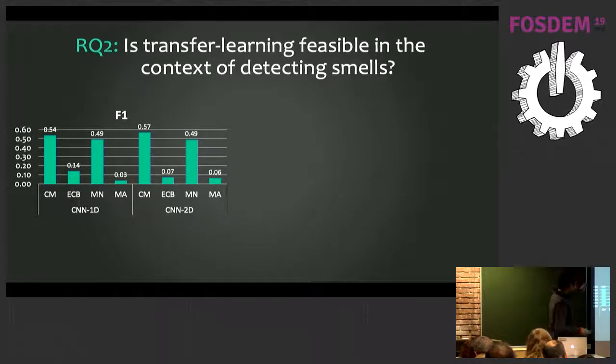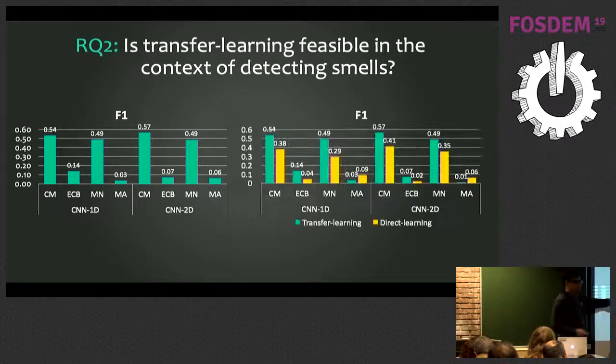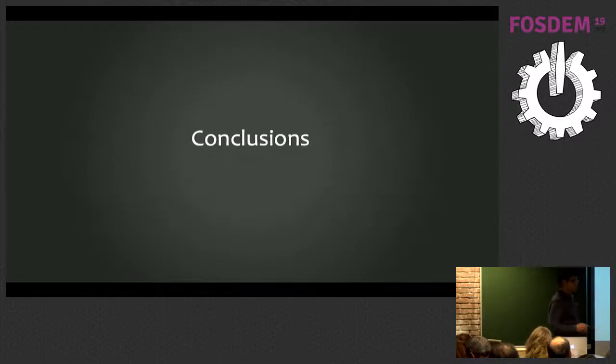Again, it is a similar trend, but if you compare direct training versus transfer learning, you will see that transfer learning is doing much better. So the model trained on C# is better at detecting smells in Java code than in its own code, which is kind of surprising, and I'm still looking into why it's happening, honestly. But this is what we got.